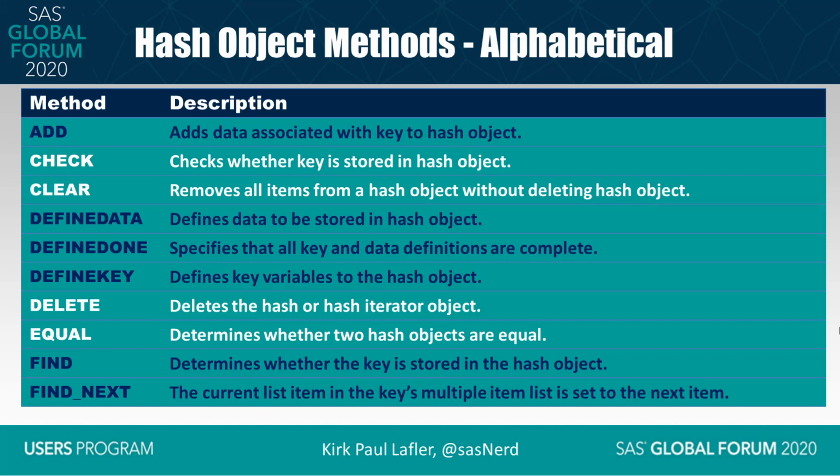Now what I've done here is I've listed alphabetically the 26 known hash object methods. The methods that are listed here in white, we will not cover in this hands-on workshop, but the methods that are listed in blue, such as add, defineData, defineDone, defineKey, find, and find_next, will be illustrated in one or more of the examples that we're going to cover in this hands-on workshop.